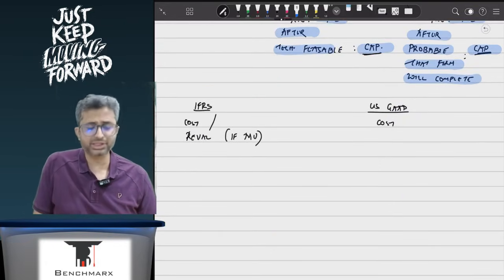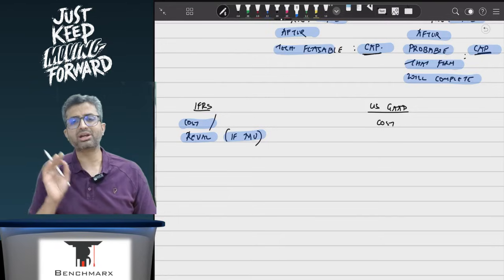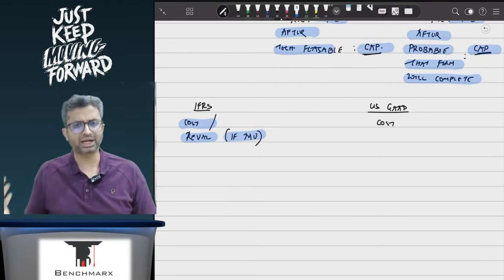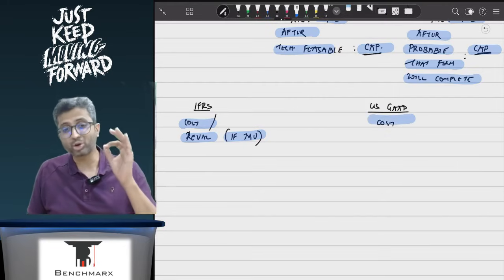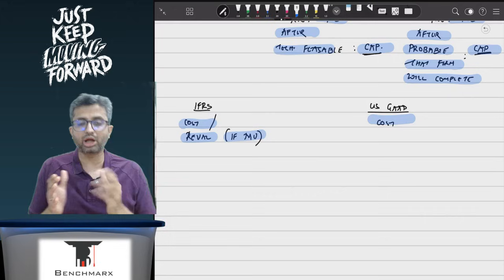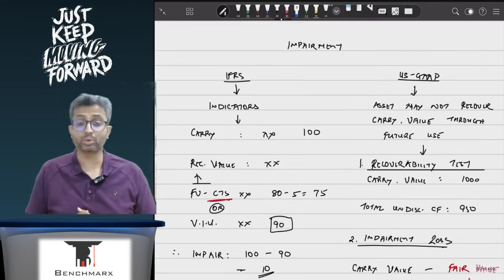Under IFRS, an intangible can follow the cost model or the revaluation model. Again, the revaluation model can be done in rare cases where fair value comes from an active market, but it is permitted. When it comes to US GAAP, for intangibles, you can follow the cost model and cost model only. So that is a lot more restrictive.